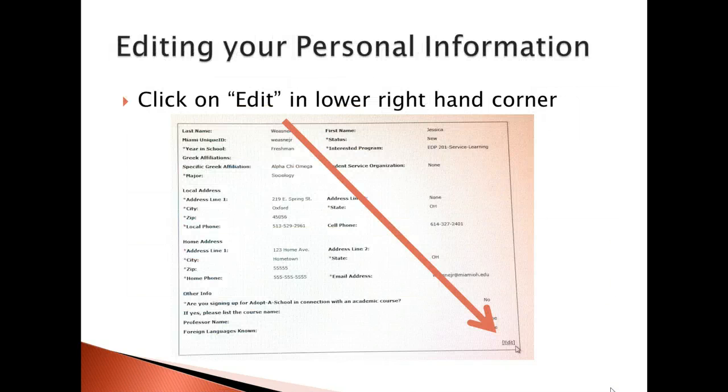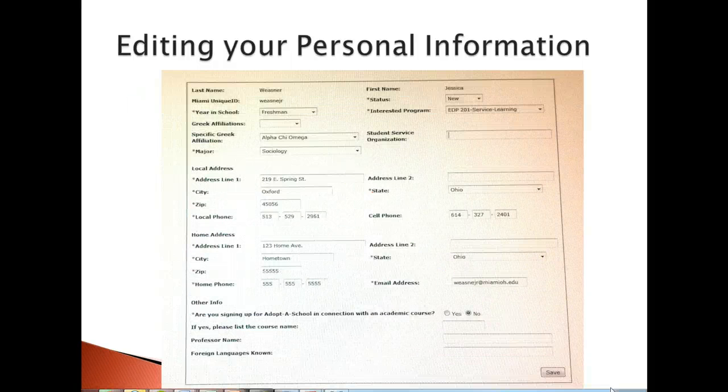If you have used the Online Engagement System before, you will see your personal information listed as shown in this slide. Even if you are new to the system, it is likely that some of your personal information will already be filled in since this system is linked to your Miami Unique ID. Click on Edit in the lower right-hand corner. Please review all pre-filled information to ensure that it is correct and fill in all other boxes.